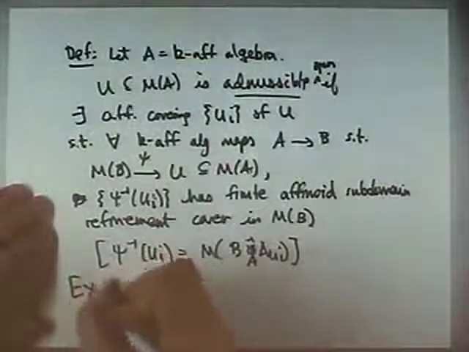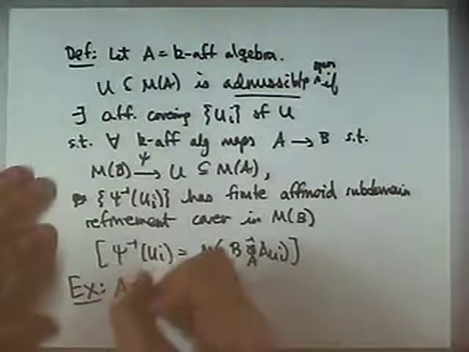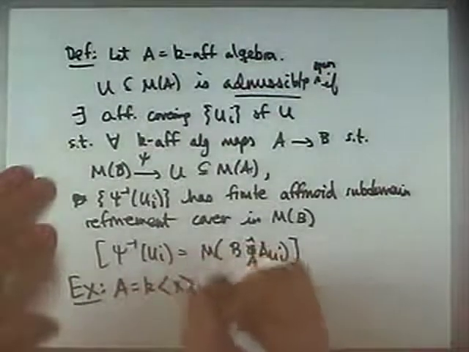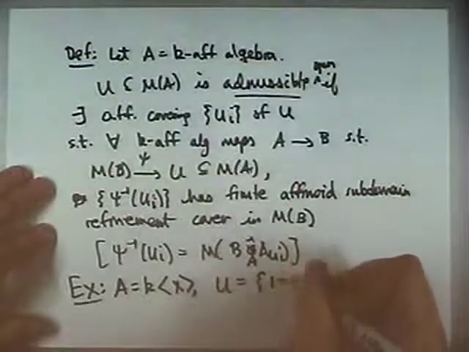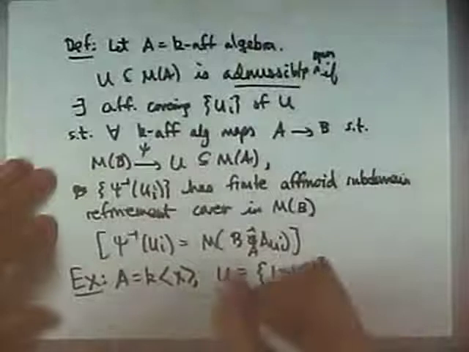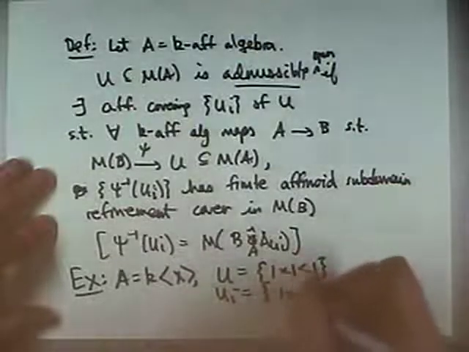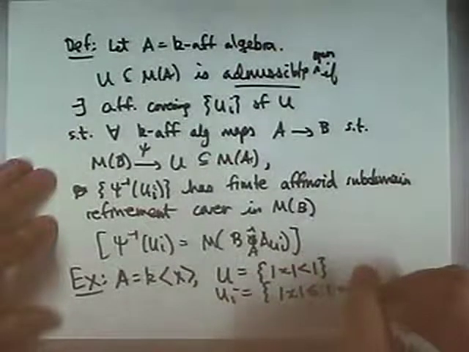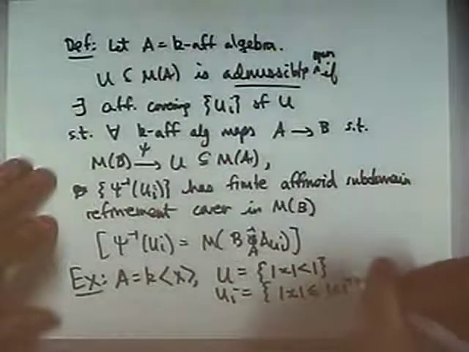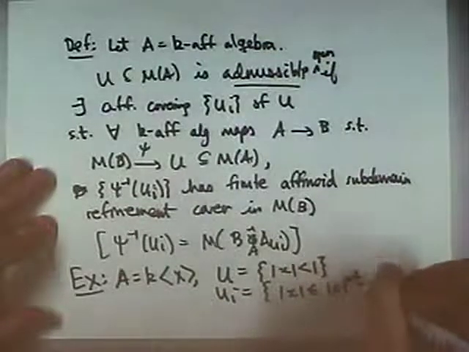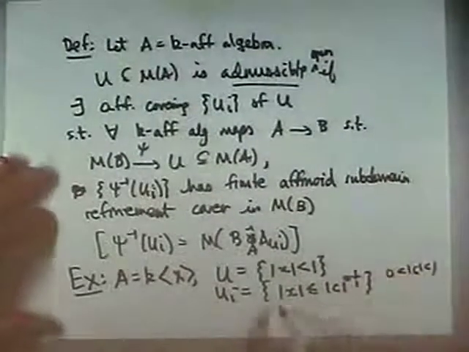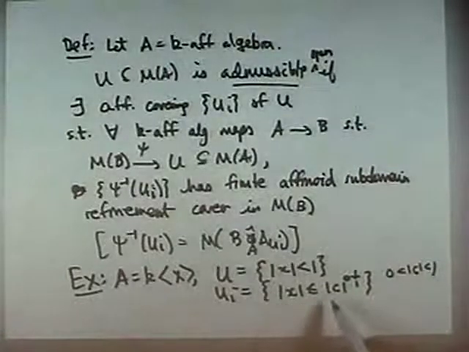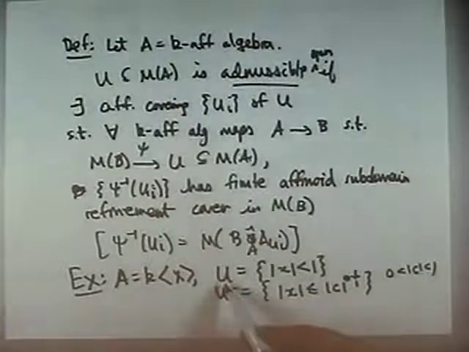All right? And as an example of an admissible open subset, I leave this as an exercise. If I take A equals the Tate algebra in one variable, and you take U to be the set consisting of the condition absolute value of x less than 1, and you take U_i to be the condition absolute value of x less or equal absolute value of c to the 1 over i, where c is something with absolute value between 0 and 1. These are Weierstrass domains. Set theoretically, they cover U. And I'll leave it for you to check.